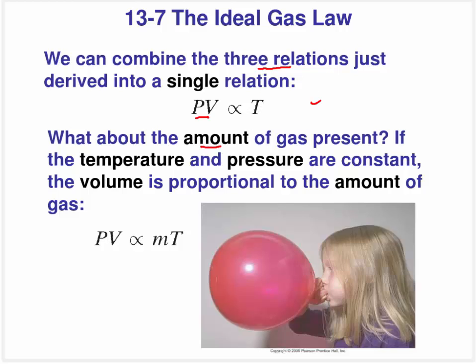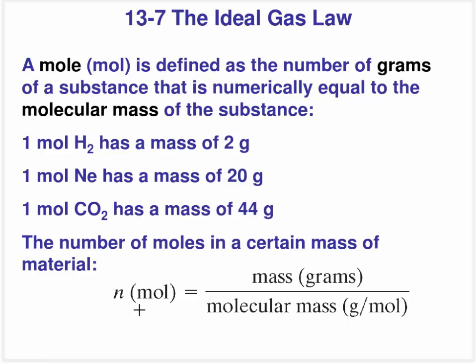But what about the amount of gas present? We know that density is equal to mass divided by volume, and so volume is proportional to density multiplied by mass. So we can stick a mass right here and say the pressure times the volume is going to be proportional to the mass times the temperature. Now, this is the one time where we won't be working with masses that are in, say, kilograms or grams. We'll actually be talking about moles, which you might be familiar with from chemistry.